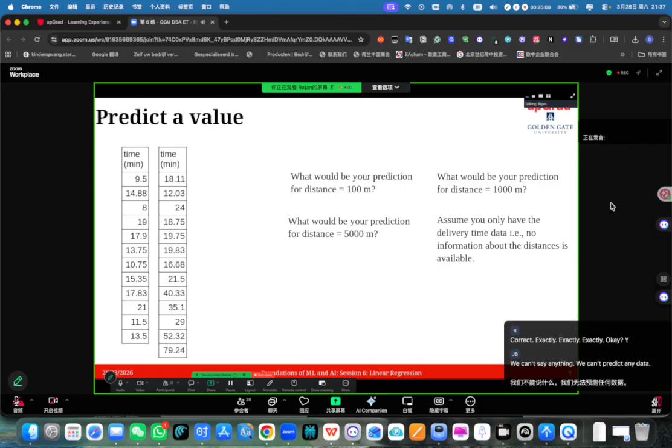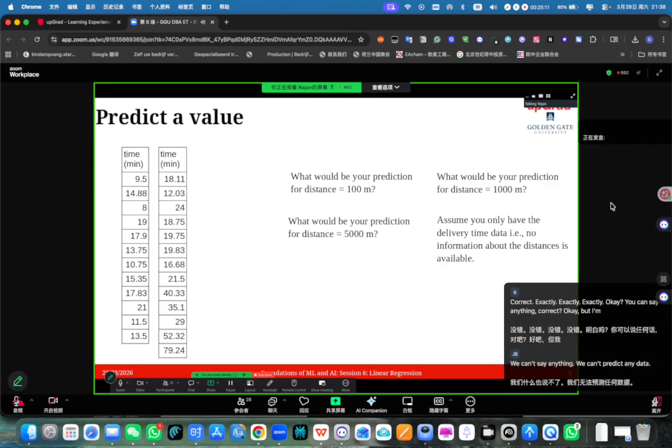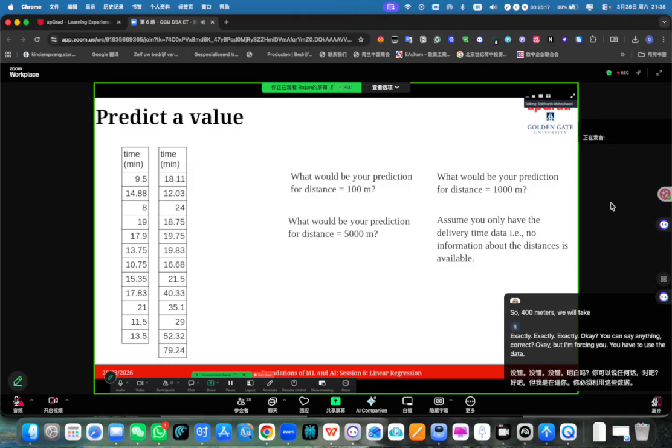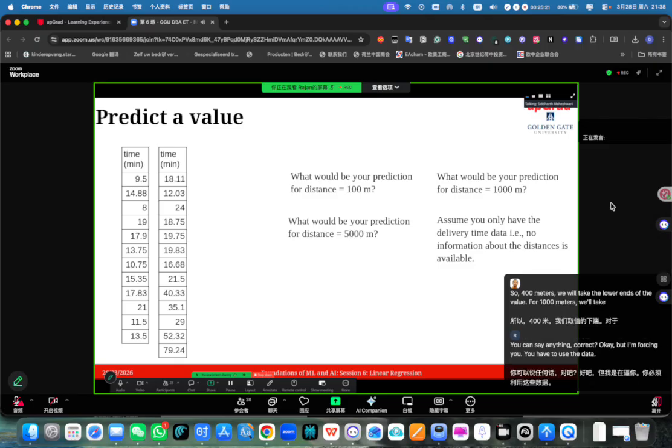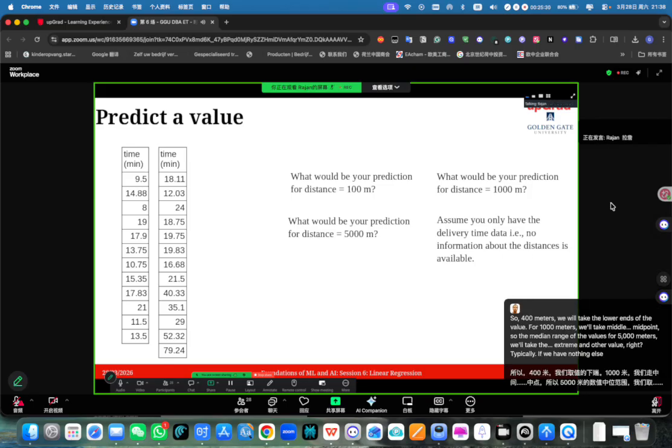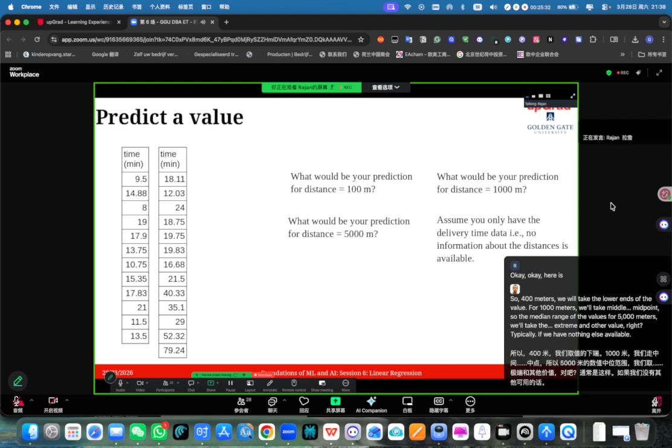But I'm forcing you, you have to use the data. So for 100 meters, we will take the lower ends of the values. For 1000 meters, we'll take midpoints or the median range of the values. For 5000 meters, we'll take the extreme end of the values, right? Typically, if we have nothing else available. Okay, that's a good reasoning actually.